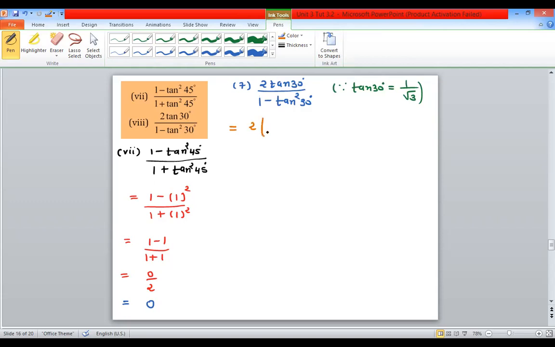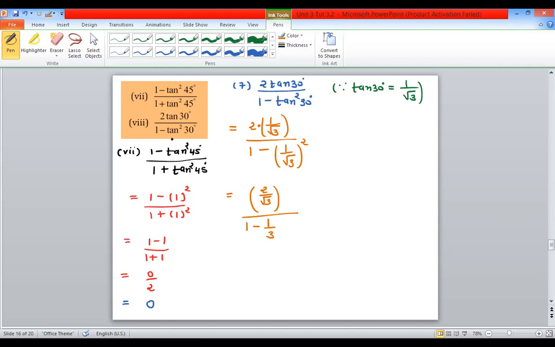So the value is 1 upon root 3, all divided by... First of all, apply the square; multiply the numerator with numerator. So it will be 2 upon root 3. This is your numerator, and it is divided by, applying the square, 1 minus 1 by 3.